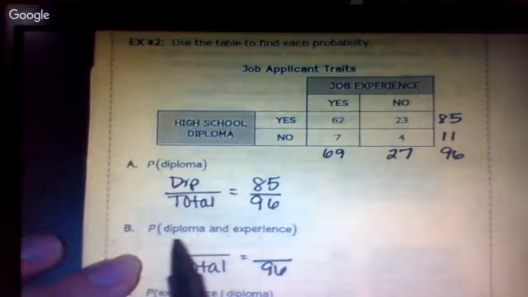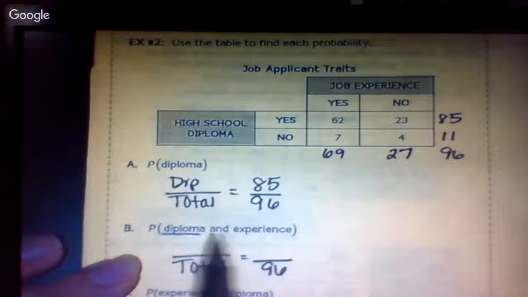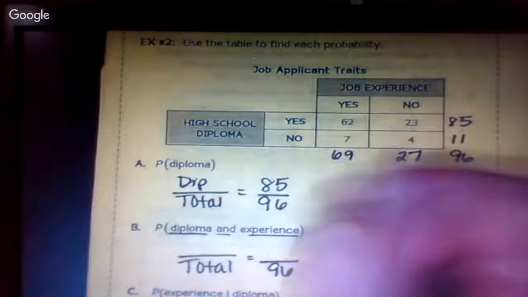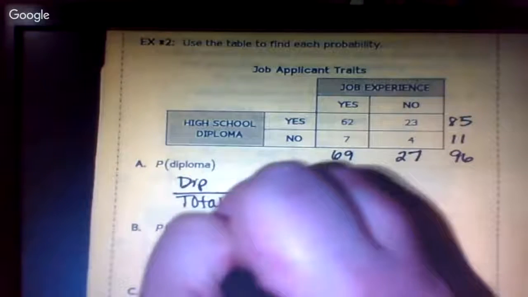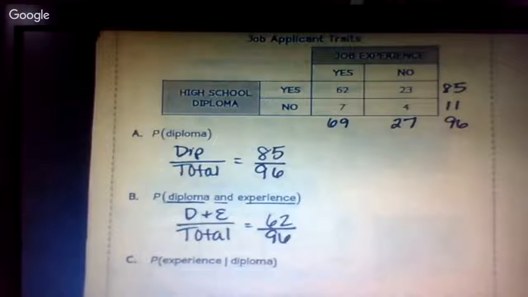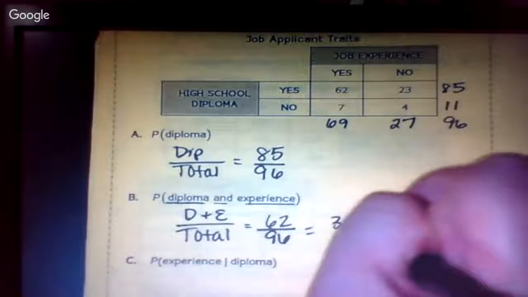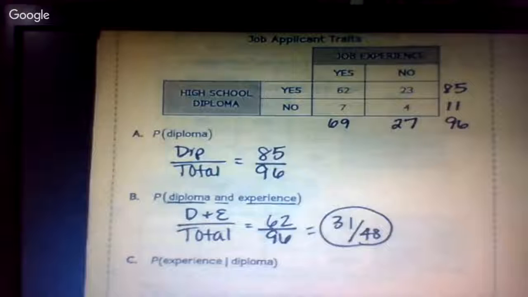But this time in the top, I want diploma and experience. So how many people have a diploma and experience? That's where the 62 comes in. So where the two meet, because you're given two things. So we're pulling the 62 instead of the 85. Diploma and experience go on the top. That can be reduced to 31 over 48. That can't be reduced further. As long as it is not conditional, it's out of the grand total. That's what made both of those out of 96.